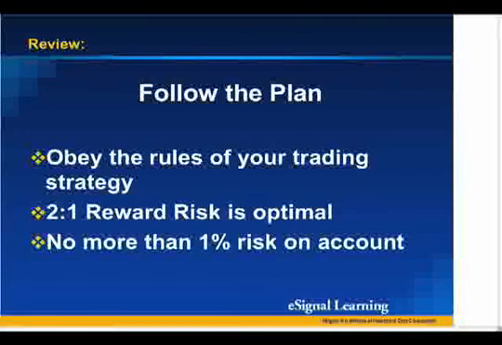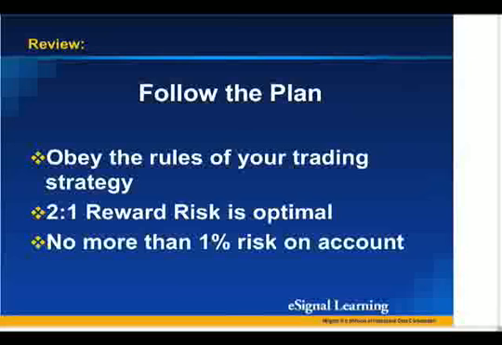So follow the plan. Follow the rules of your trading strategy. This is the advantage of being a mechanical trader. You have hard, fast rules that you're going to use in the software, in your trading strategy. Typically, we want to see a 2-to-1 reward risk. Now, sometimes that's very difficult due to fluctuations in volatility to see the nice reward risk using options market.